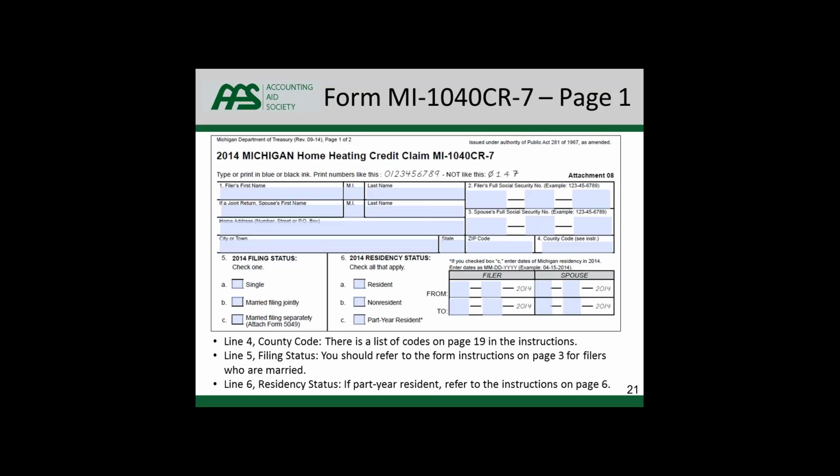All right, we're going to get into the CR7 form itself. Couple of important things. Always watch your name and social security number. I think misprinting, mistyping a social security number is always going to cause you problems. The form calls for a county code. There's a list in the instructions. In most cases, that should be the first 2 digits of a school district code that's used for the income tax return and the homestead property credit.